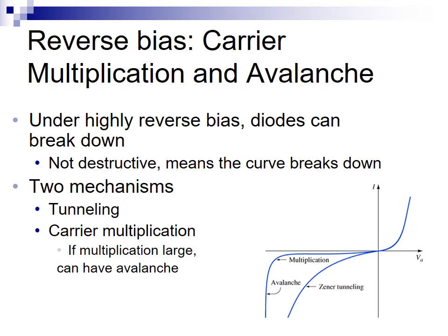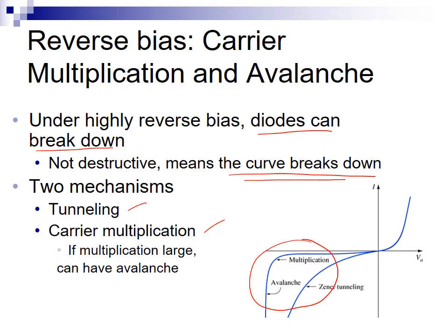Under highly reverse bias, diodes can break down. It does not mean that the device physically breaks down, but it means that the current-voltage curve does not obey the theoretical curve. Two mechanisms that can cause the breakdown are tunneling, as we have discussed just now, and also carrier multiplication and avalanche.